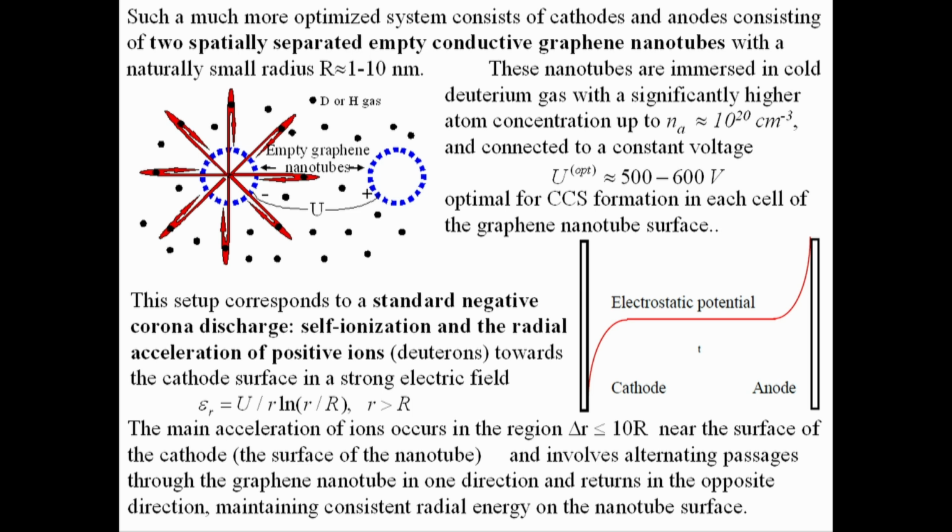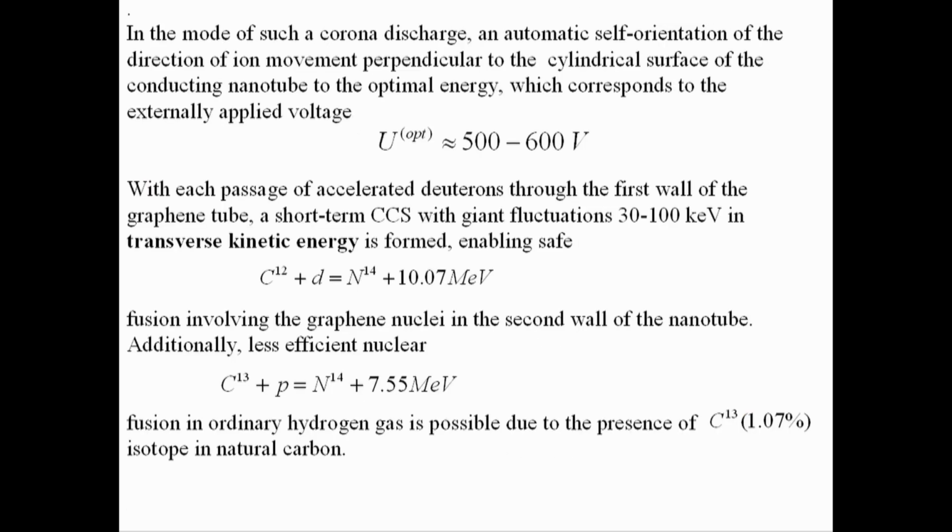And so what do we have? We have such a system: a carbon nanotube, gas, for example deuterium gas, and voltage. All the electric field is immediately near the surface. There will be periodic motion, acceleration in one direction, then another. In each passing through the wall of graphene, we have formation of coherent correlated states, leading to interaction with the nuclei of the walls.